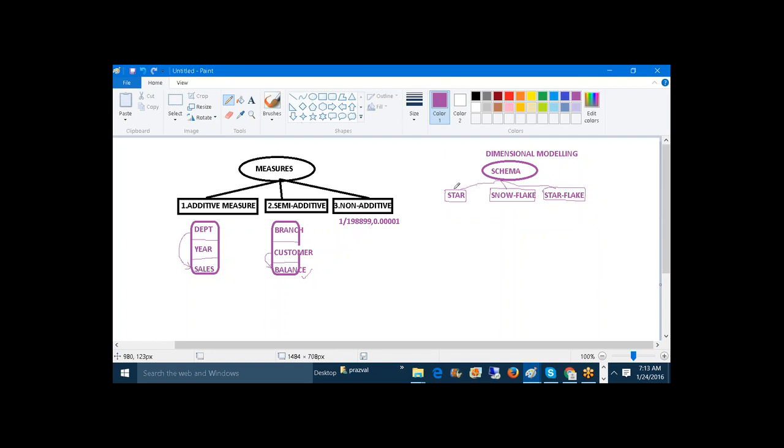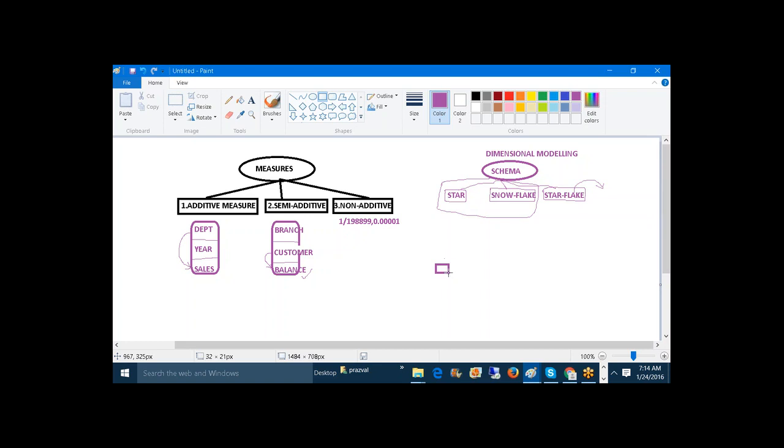In real time, we frequently use star and snowflake. The starflake is also known as the mixed schema. It is a combination of both star and snowflake, and it is also known as the galaxy schema. So let me discuss the star schema.